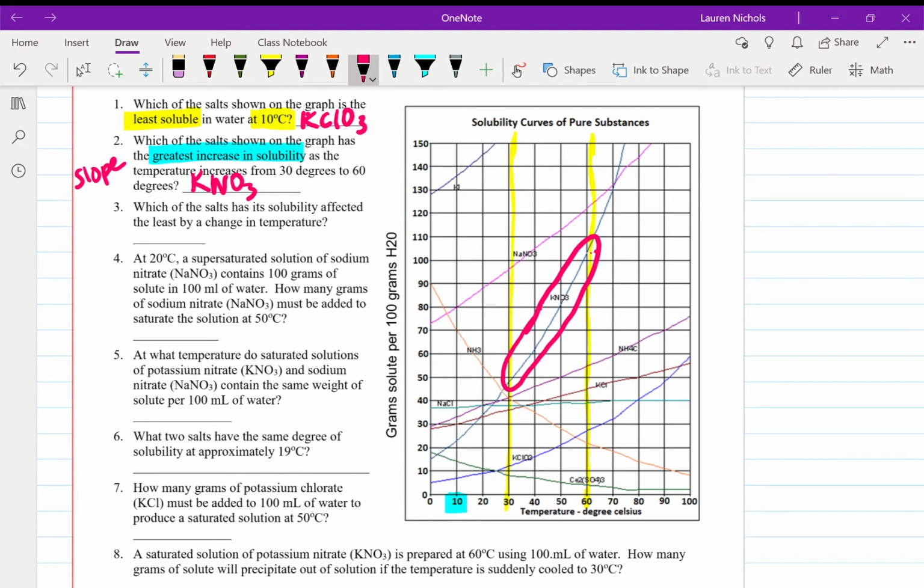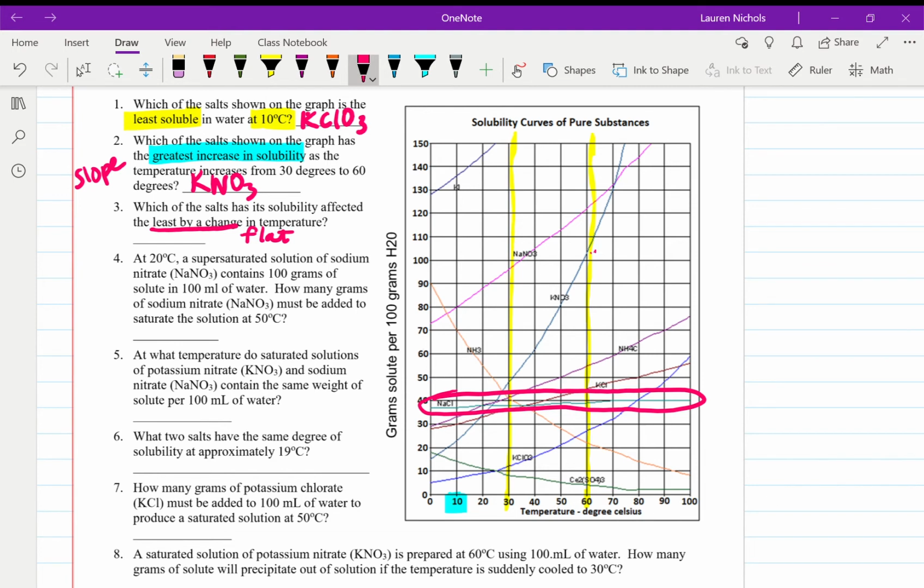Now, number 3 says which of the salts has its solubility affected the least by a change in temperature. So this means you're looking for the slope that's going to be the flattest because it's the least change. That means your slope line should be really flat. And if we look, salt barely changes, which means if you're trying to dissolve salt, basically the amount you can dissolve at 10 degrees is the same amount you can dissolve at 100 degrees, so it does not matter if that water is boiling.